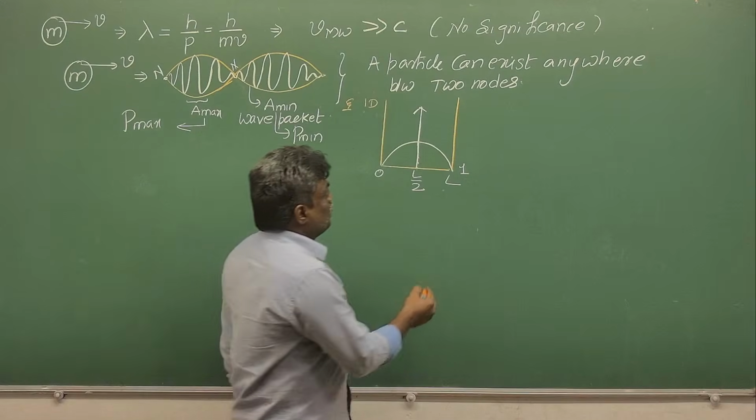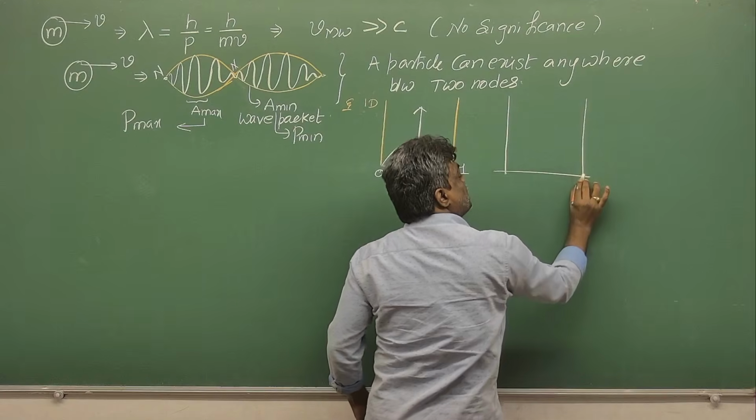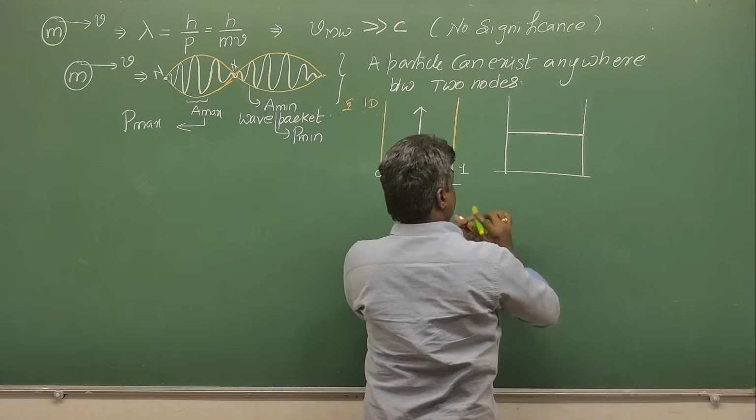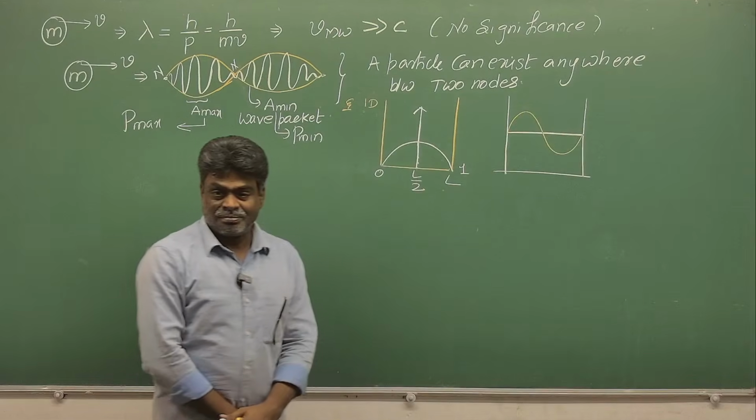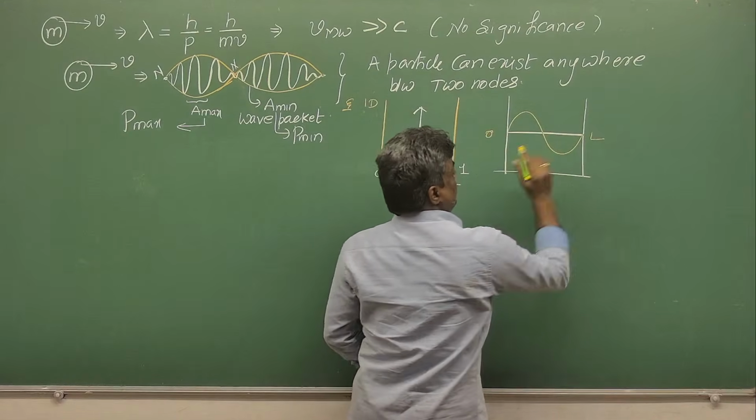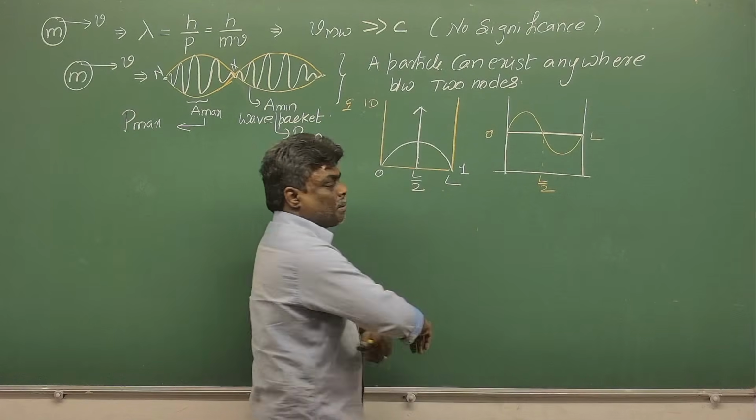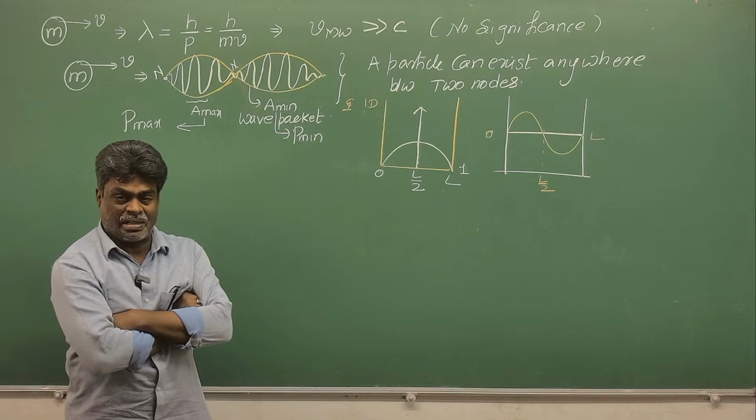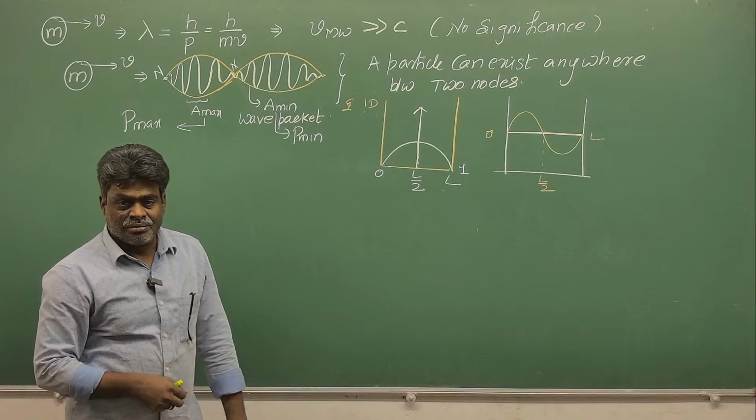Okay. So, similarly, if I take a first excited state, don't get tension, easy, first excited state. So, this is 0 and this is L. Of course, this is the L by 2. Where is the probability of finding the electron maximum? L by 4 and 3L by 4.